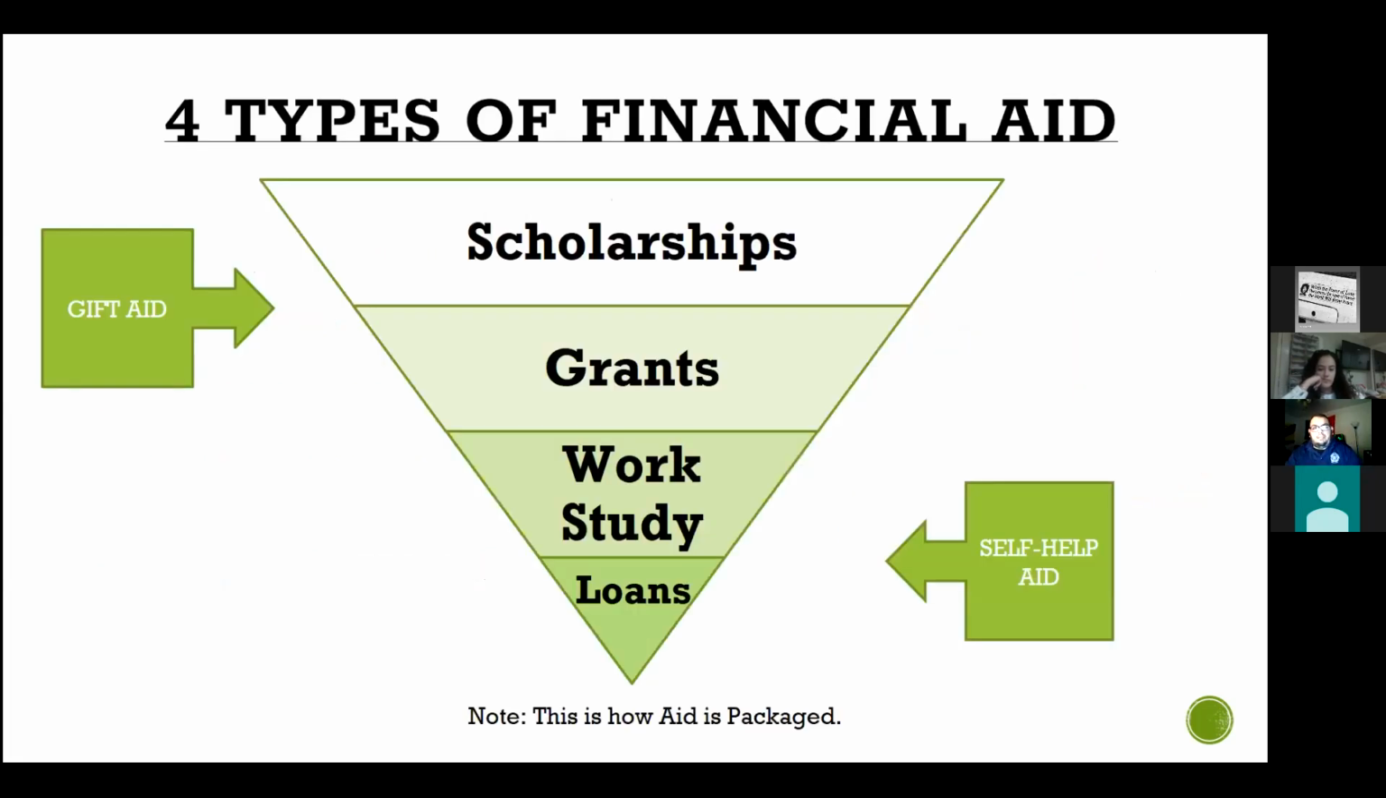loans. Again, this is kind of like the way financial aid is packaged. So that you have your gift aid, which is the scholarships and grants. The gift aid is the money that you don't have to pay back. And then the self-help aid, which is the work study, you have to work for it. And then obviously loans, you have to pay back.